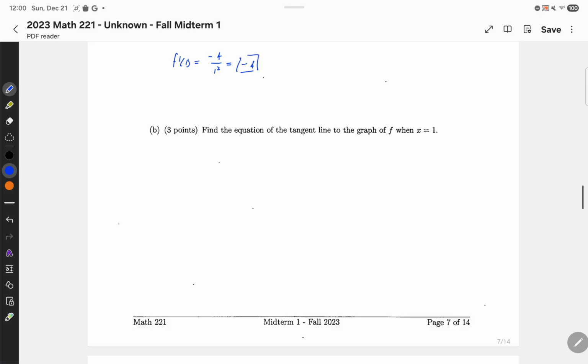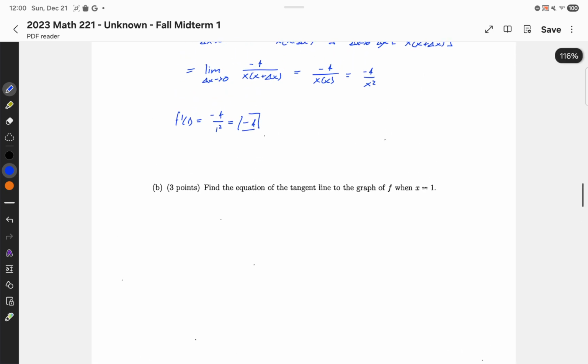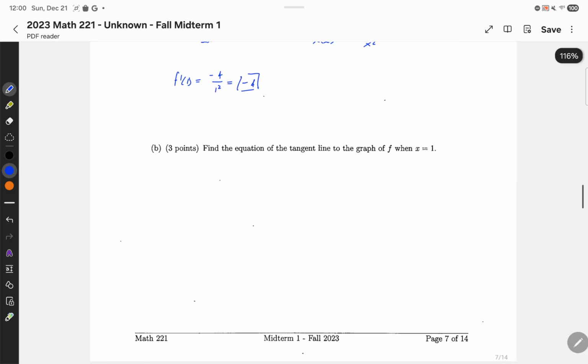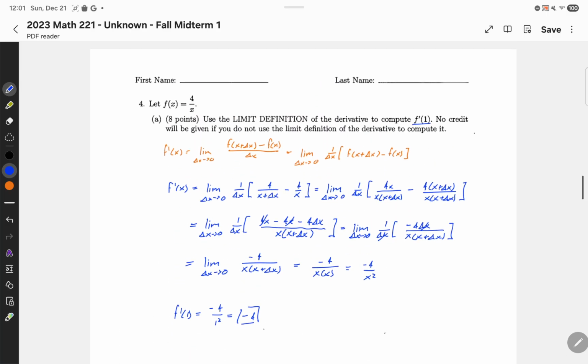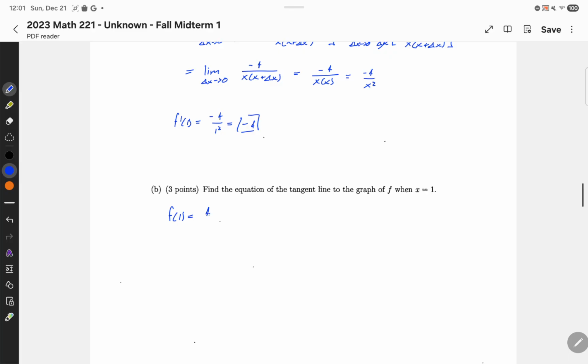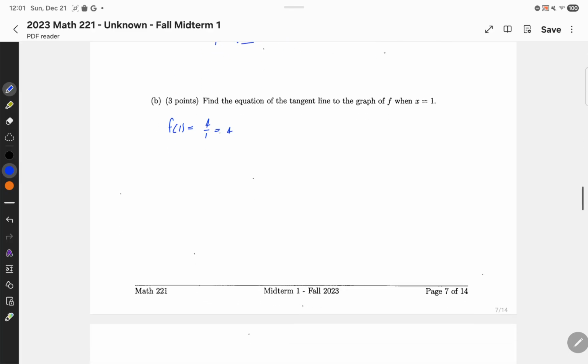Now for part B, we want to find the equation of the tangent line to the graph of f when x is equal to 1. So we already know the slope at x equals 1, which is what we just found. So now we just need to find the y value. So let's find f of 1. This is going to be equal to 4 over 1, which is just equal to 4. So now we have a point and a slope.